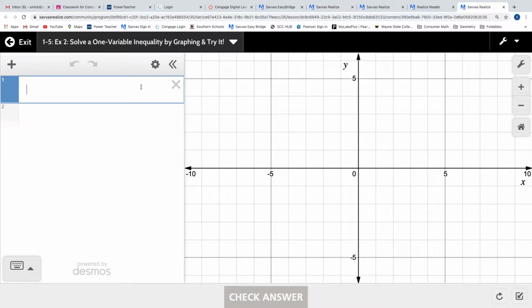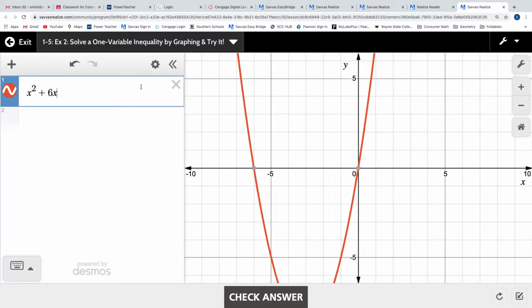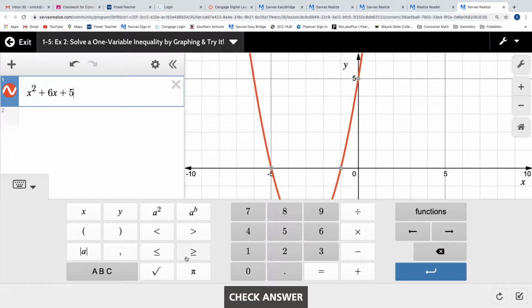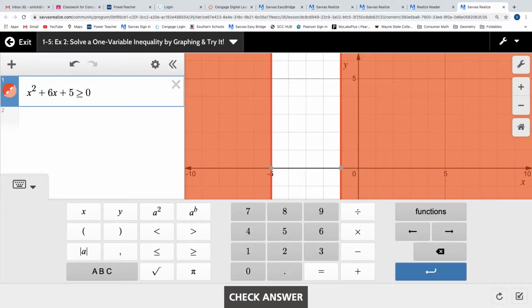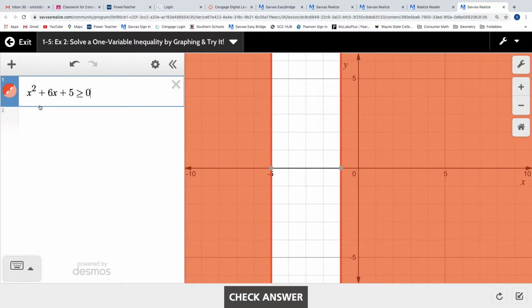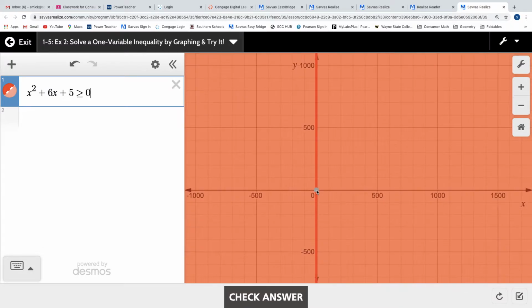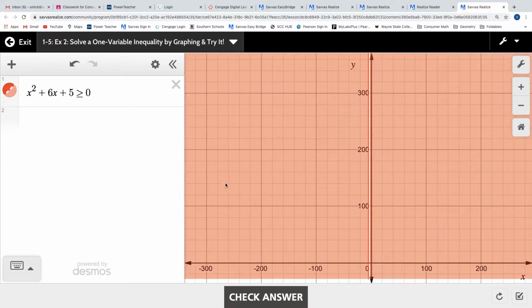So I'm going to show you on here. I'm just going to put x squared plus 6x plus 5 is greater than or equal to 0. And I got this picture. Well, what shape should this x squared plus 6x plus 5 be? It should be a parabola. That does not look like a parabola, so maybe we're too close. That is not a parabola, is it? No. So let's figure out why it did what it did.